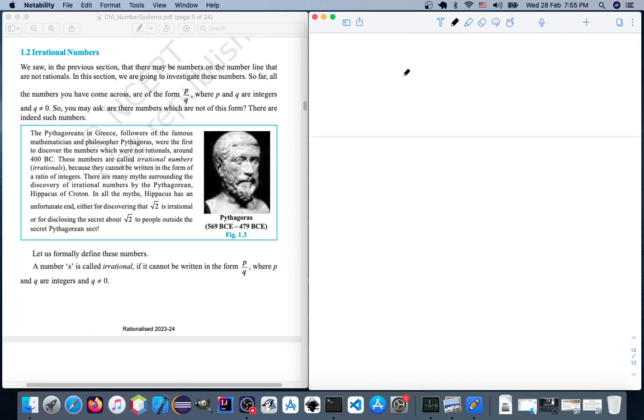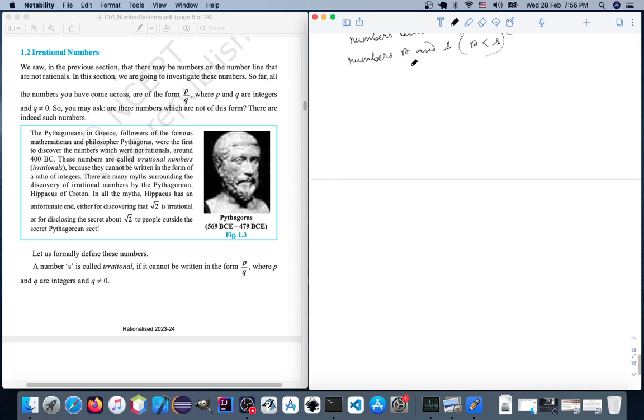The textbook says that in the previous section, there may be some numbers on the number line that are not rationals, which means there could be some numbers on the number line which are not in the form p by q, where p and q are integers and q not equal to 0. So what are those numbers which are not in the form p by q and still lie on the number line? These numbers are called irrational numbers.